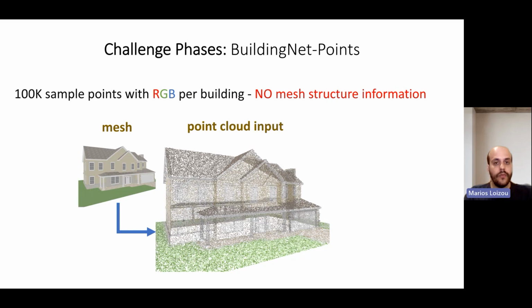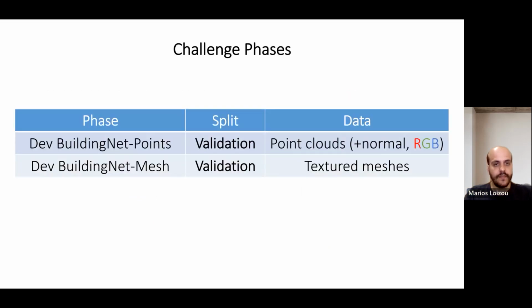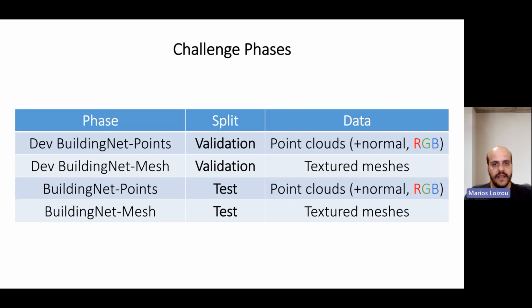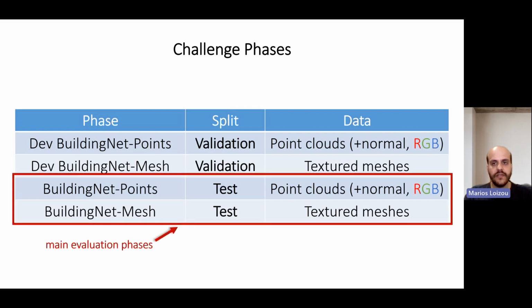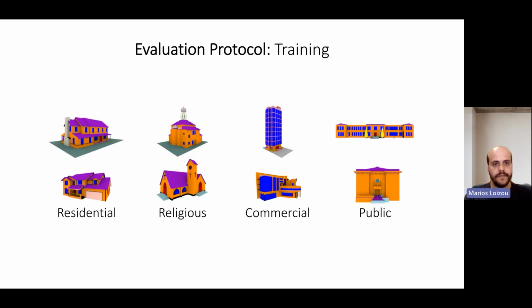For each mesh, 100,000 points with Poisson disk sampling are obtained to achieve a near uniform sampling. For each point cloud, point normals and RGB texture information that originate from triangles are also available. We also offer two dev phases where participants can submit their predictions on the validation split in order to familiarize themselves with the BuildingNet dataset and the online submission platform. The winning participant team of each phase is picked based on their performance on the test split.